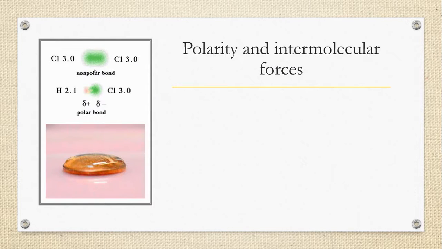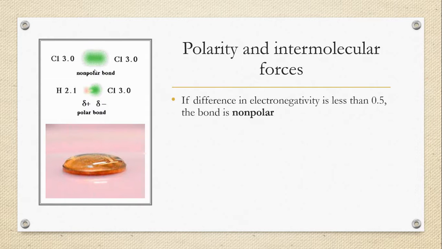polarity and intermolecular forces is where we're headed for this video. If the difference in electronegativity, so pause. What is electronegativity again? That is an atom's ability to attract electrons towards itself, especially in a bond. So if we have two atoms that are bonded together, we're going to compare their electronegativities, and each atom has an electronegativity associated with it. For example, chlorine has a 3.0. Fluorine has a 4.0. It's the strongest. Hydrogen has a 2.1. I'm not going to ask that you memorize these. This will always be given to you.